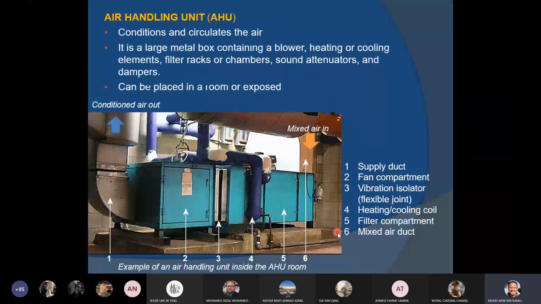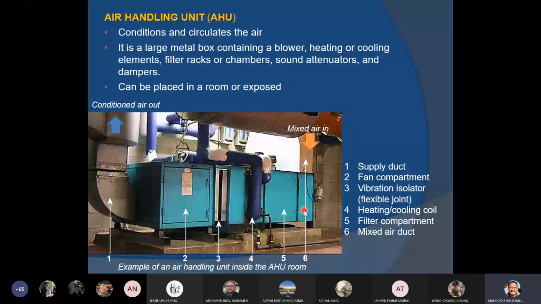Okay, so the next one is the air handling unit, or AHU. This is what's inside, more or less, because AHUs also have some variants. So more or less, this is what's inside the AHU room. If possible, in your assignment, you should try to request to look inside the AHU room so that you can see what a real AHU looks like. The purpose of this AHU is basically to condition and circulate the air.